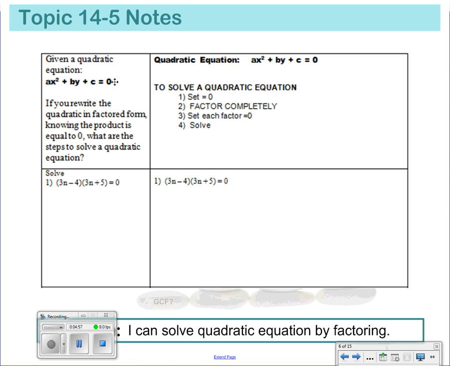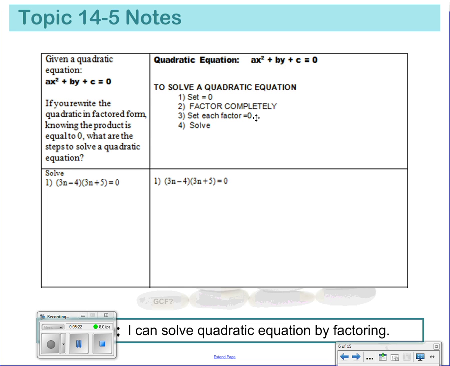So our main thing is that we want to make sure our equations are in standard form, that it is set equal to 0. Once we have it in standard form, then we're going to factor completely. This is what you did in yesterday's notes and assignment, where you took your trinomial in standard form and factored it completely.